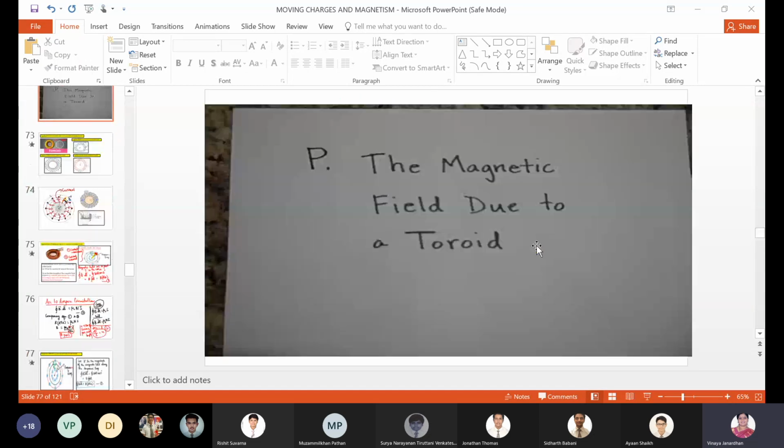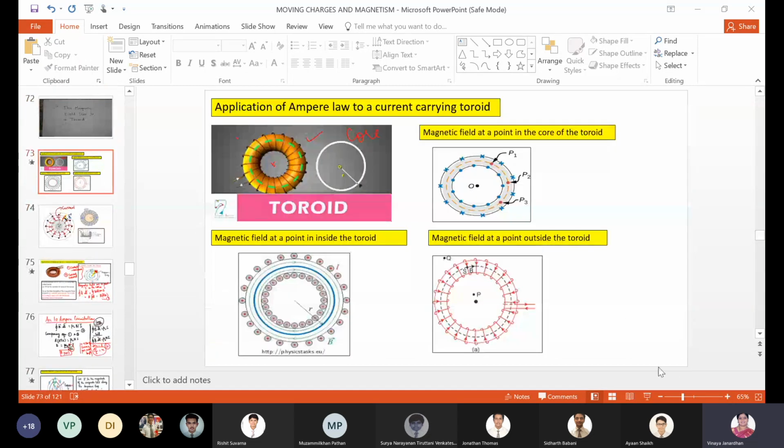Now, if you go for a magnetic field at a point exterior, this diagram would be better. At a point exterior to the toroid, say I want to find the strength of the magnetic field at point Q. Now, if I want to find the strength of the magnetic field at point Q, which is outside the toroid, I have to draw an Amperian loop.